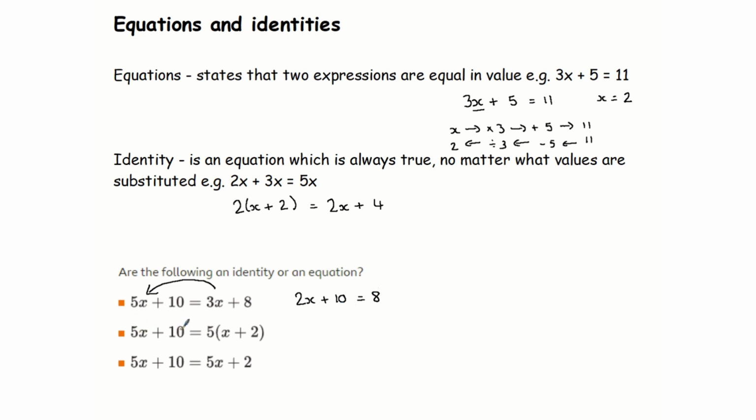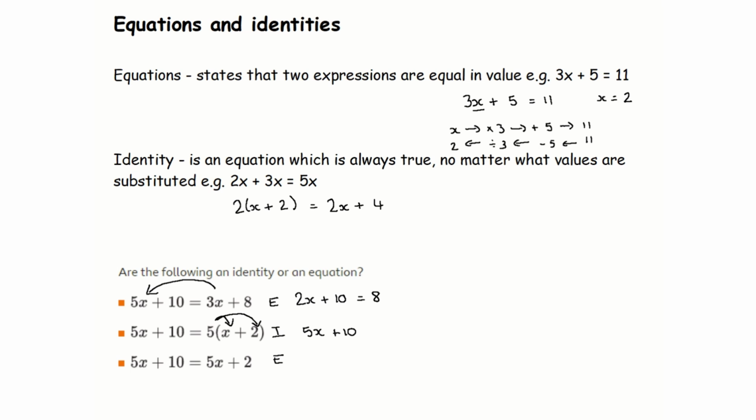So I've got 5x add 10 is equal to 5 brackets x plus 2. Well, if I expand this bracket here, I'm doing 5 times x, which gives me 5x. I'm doing 5 times 2, which gives me plus 10. So actually this one is an identity. This one here was an equation because both sides of the brackets are the same. This one here, again, they're not the same on both sides, so it is going to be an equation. However, you do find if you were to rearrange this one, 5x take away 5x will give me nothing. So this one is an equation that cannot be solved.